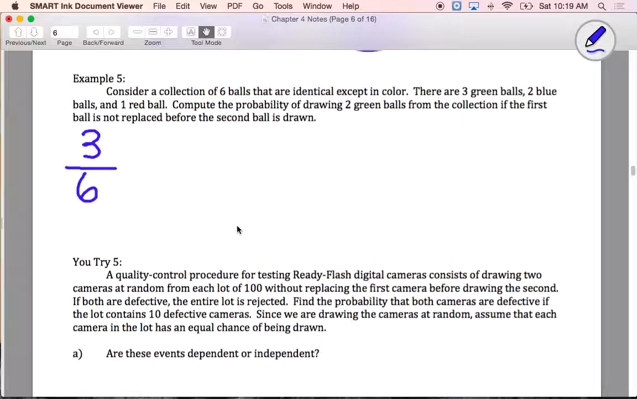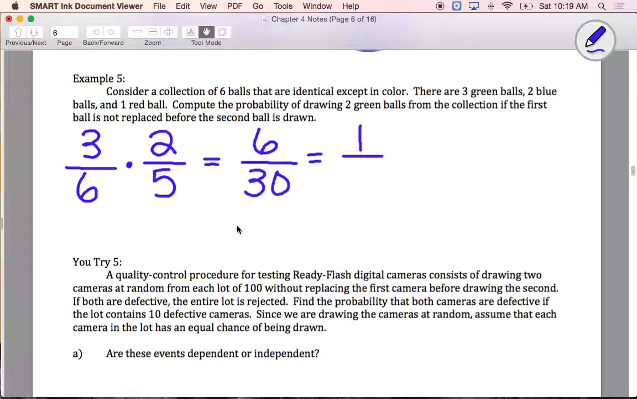Now if you took a green out, we don't have 3 greens anymore. We have 2 greens instead. So it's going to be 2, and we don't have 6 anymore either because you removed 1 from it. So instead of 6, it's going to be 5. So you're going to multiply those two together, and when we do that, we're going to get 6 out of 30 or 1 out of 5.